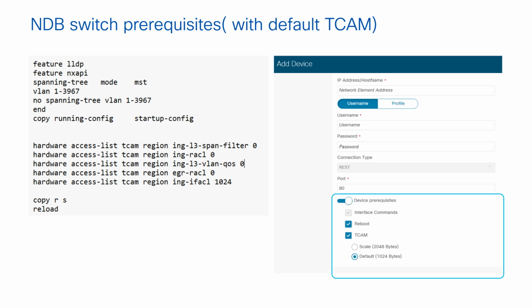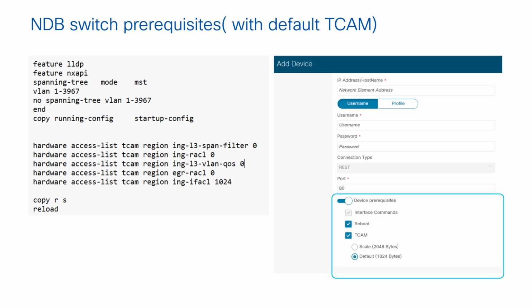And after that, TCAM is one of the important resources to implement the ACLs, which is very key for tap aggregation to work on the Nexus 9K. By default, the ing-ifacl is the ingress region, and 1024 entries are given in the default mode. To make 1024 entries available in the default mode, we zero out some of the ingress regions which are not necessary for the NDB to run.